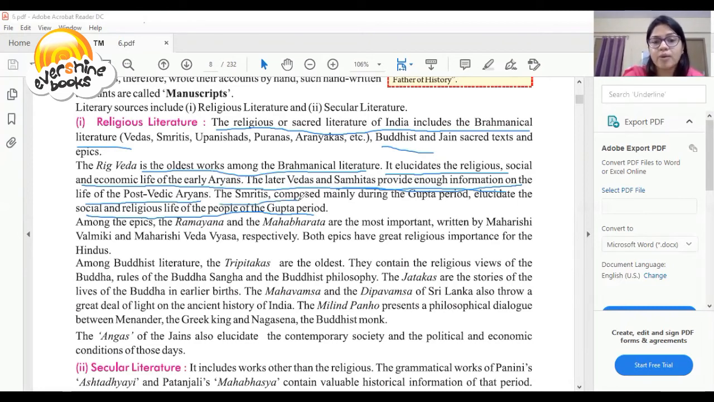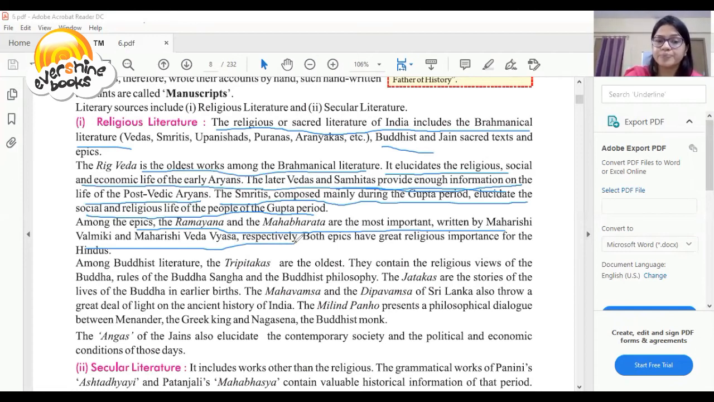The Smritis, composed mainly during the Gupta period, elucidate the social and religious life of the people of the Gupta period. As you all know, the epics Ramayana and the Mahabharata are the most important, written by Maharshi Valmiki and Maharshi Vedvyas respectively. So again, this is a very important question.